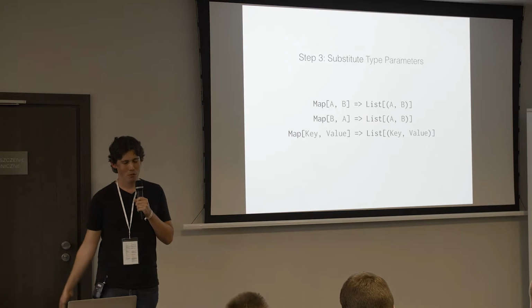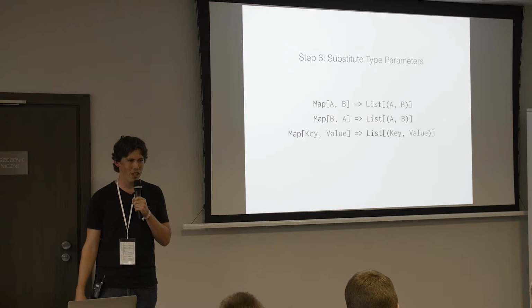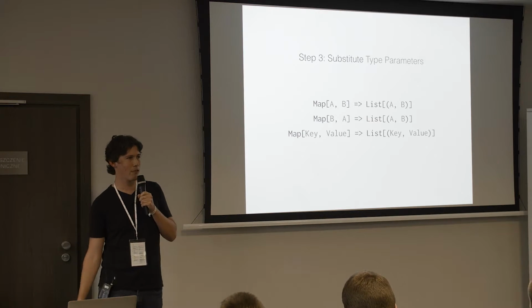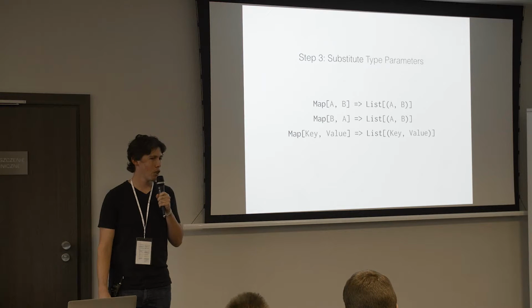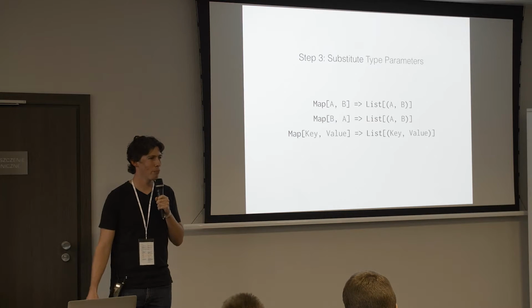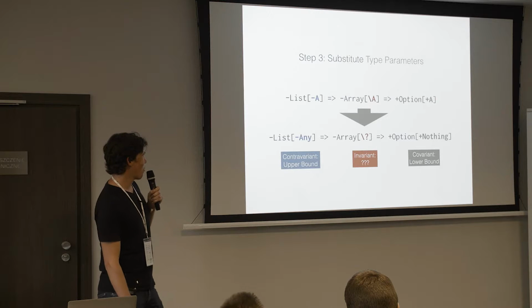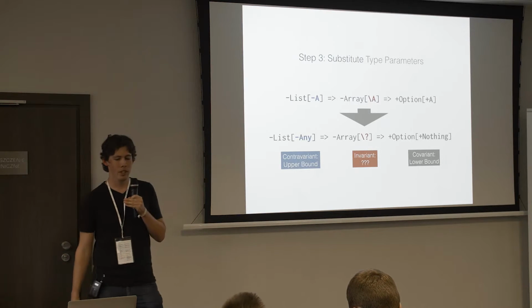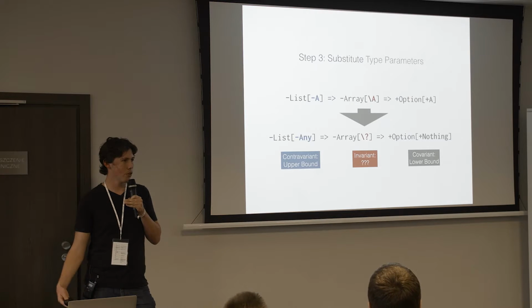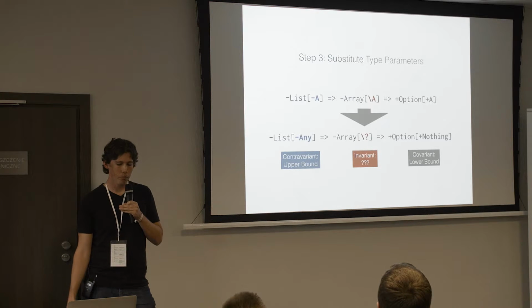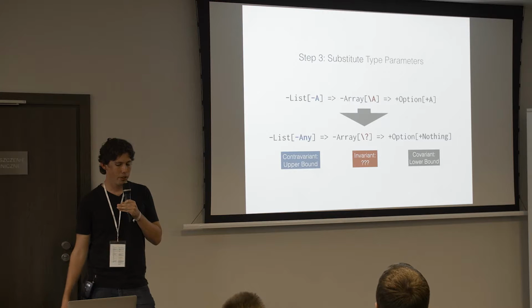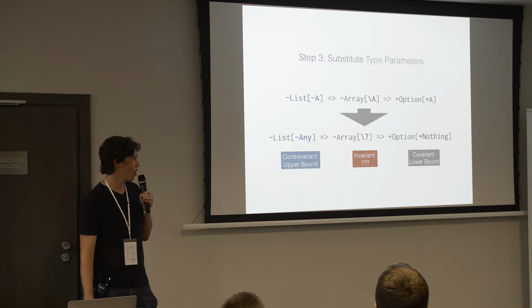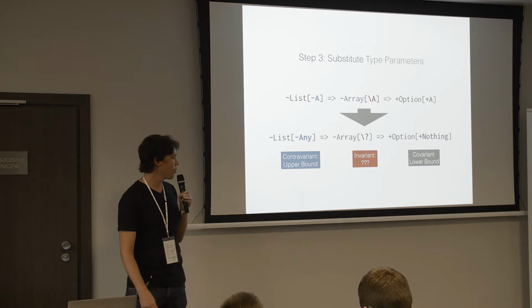I thought a lot about it, and the solution that finally worked best was to just ignore it. So I replace every type parameter by their most generic bound. So type parameters at contravariant positions are replaced by upper bounds.